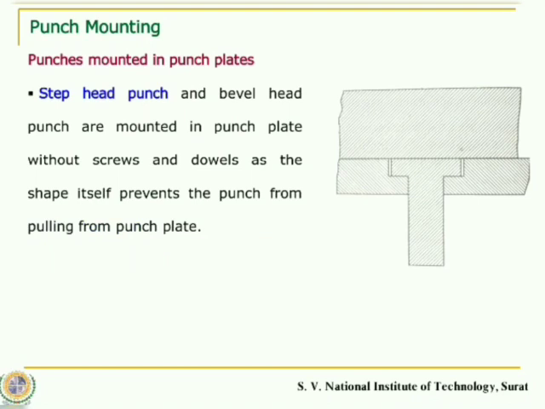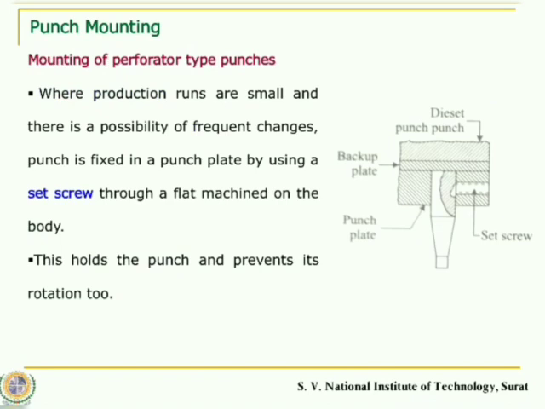Steel head punch or the bevel head punch are mounted in the punch plate without any screw and dowels, as the shape itself prevents the punch from getting pulled from the punch plate or even rotating. The way in which perforator type of punches are mounted is slightly different, where production runs are small and there is a possibility of frequent changes.